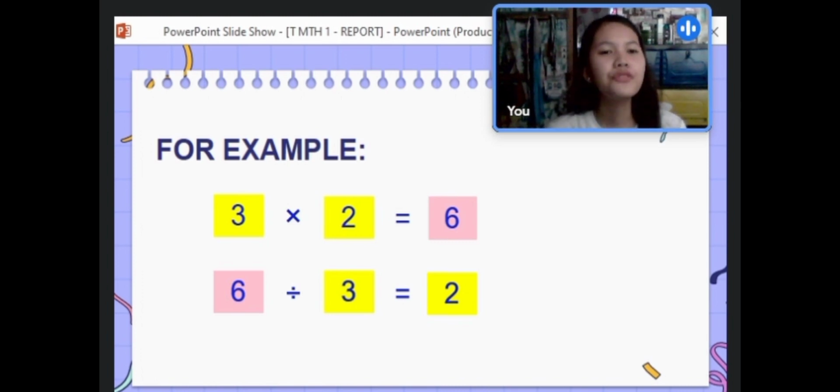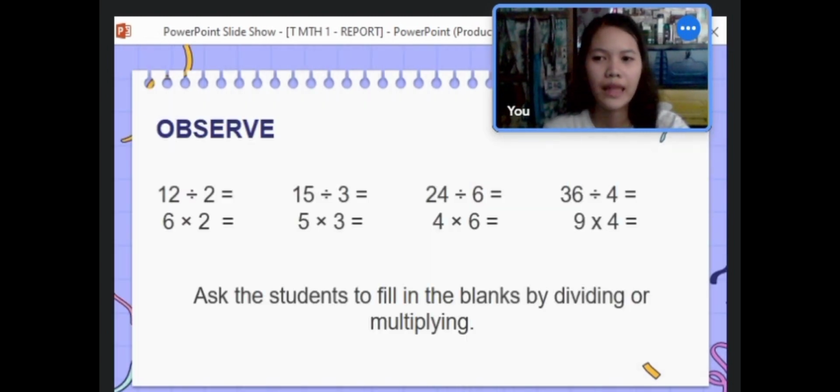So there are 4 processes in inductive learning activity. Those are observe, hypothesize, collect evidence, and generalize. The first is observe. We as a teacher ask the students to fill in the blanks by dividing or multiplying. Kanang mga examples nga nasa inyong atubangan, mao na yung ipa-answer first sa inyong mga estudyante.